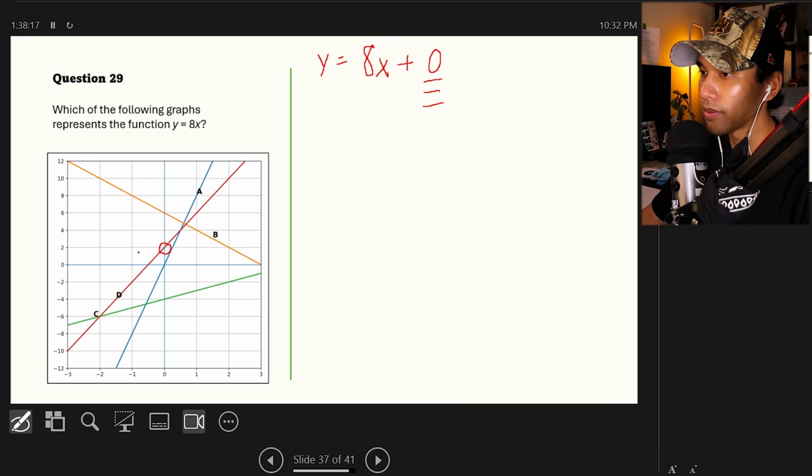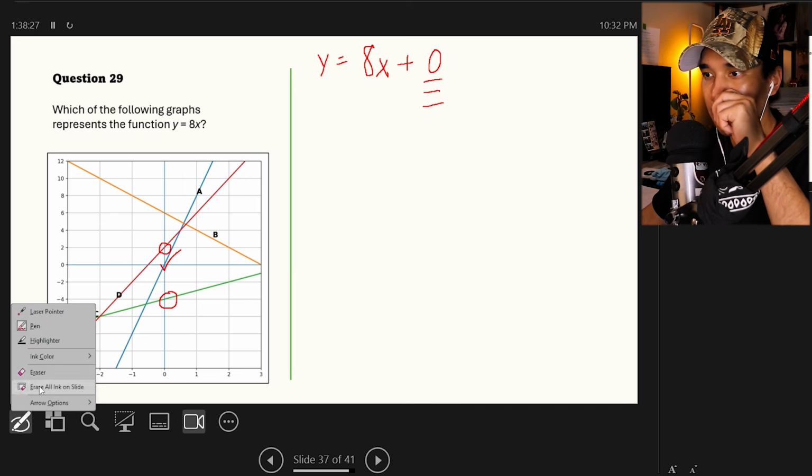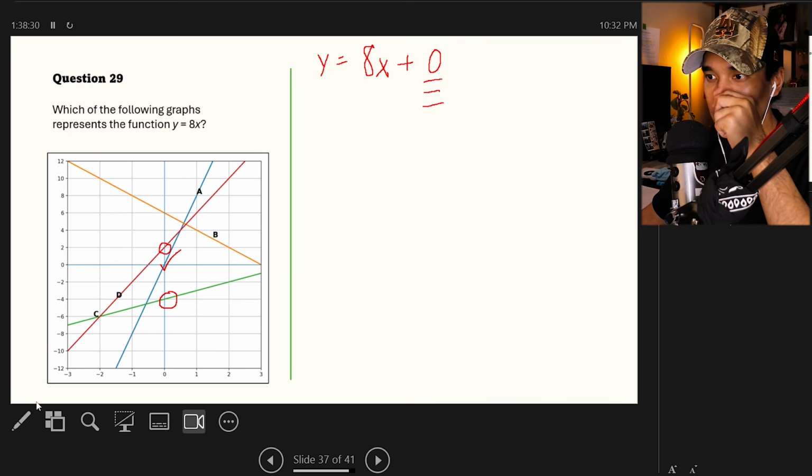It crosses right here, so we rule that out. And C crosses at -4, so we rule that out. So this has to be the correct answer, A. So you would choose A in the multiple choice answers.